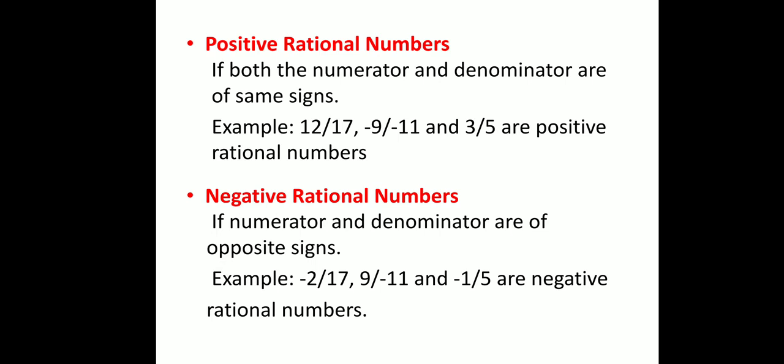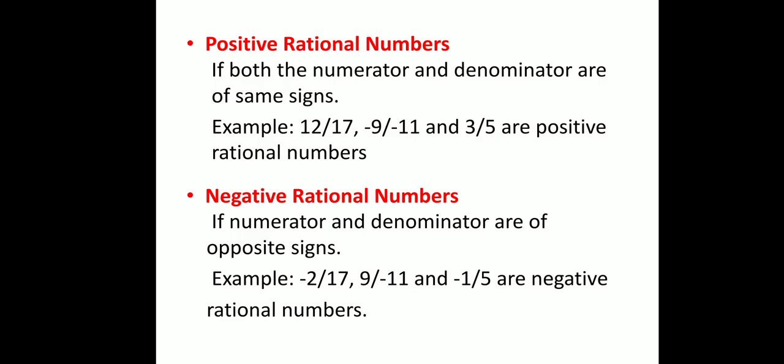It means they are having the same signs, so we can say that it is a positive rational number. Now let us take minus 9 over minus 11. As the definition states that both the numerator and denominator should be of the same sign, here P is negative, that is minus 9, Q is again negative, that is minus 11, so they are having the same signs, so we can say that it is a positive rational number. Likewise, we can take more examples like 3 by 5, minus 3 by 5.